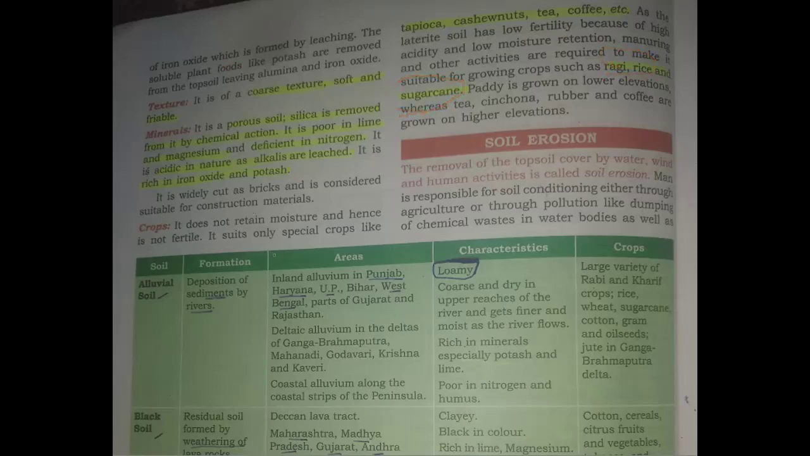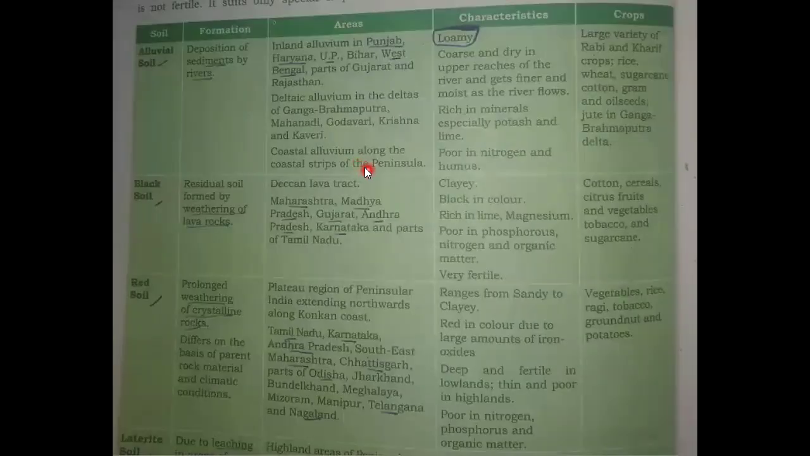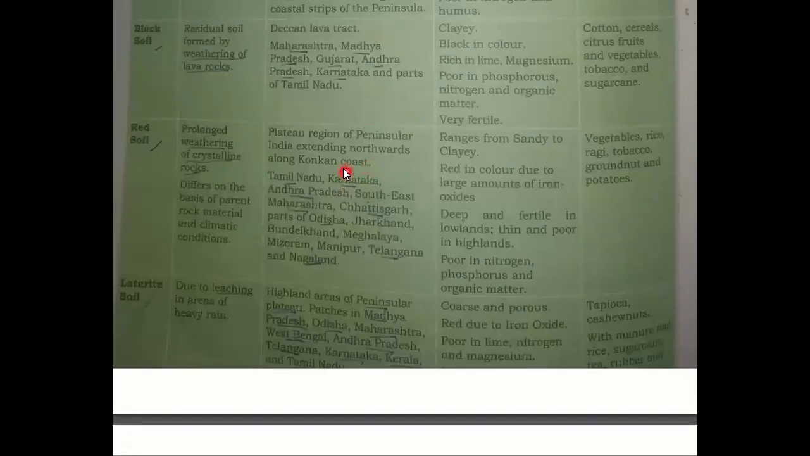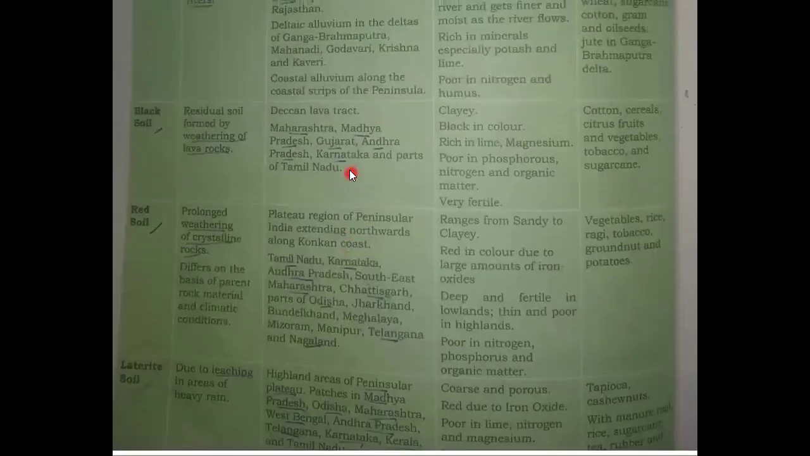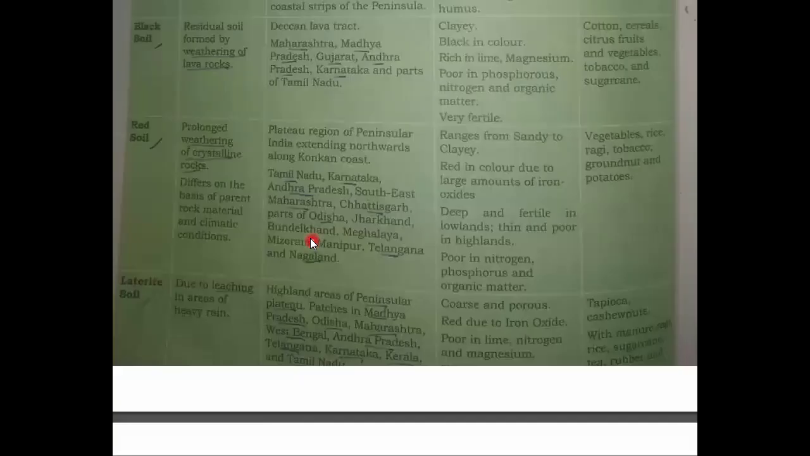Then we have soil erosion. Before that, we'll go to the table. It's again the same thing, whatever we learned just now. It's just the same thing, as you can see: alluvial soil, sediments by rivers. We learned everything, so just go through this. Now go to the next page.